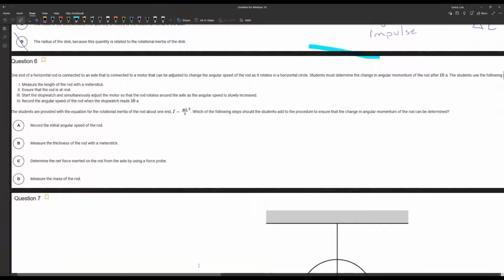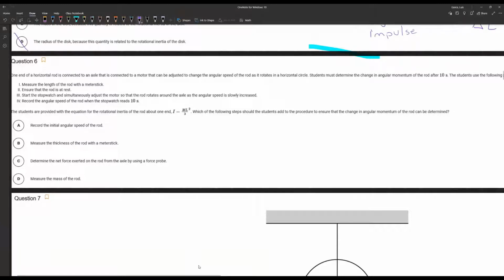All right. One end of a horizontal rod is attached to an axle that is connected to a motor. So I have my rod. Yep, that's a rod, and it's horizontal. The motor can be adjusted to change the angular speed of the rod as it rotates around in a horizontal circle. So it looks like we're going to be swinging this rod around. That looks dangerous. Let me make my rod a little smaller just for the sake of being able to fit the diagram. So it's attached to a little motor here, and it's going to swing this bad boy around in a horizontal circle, basically a helicopter.